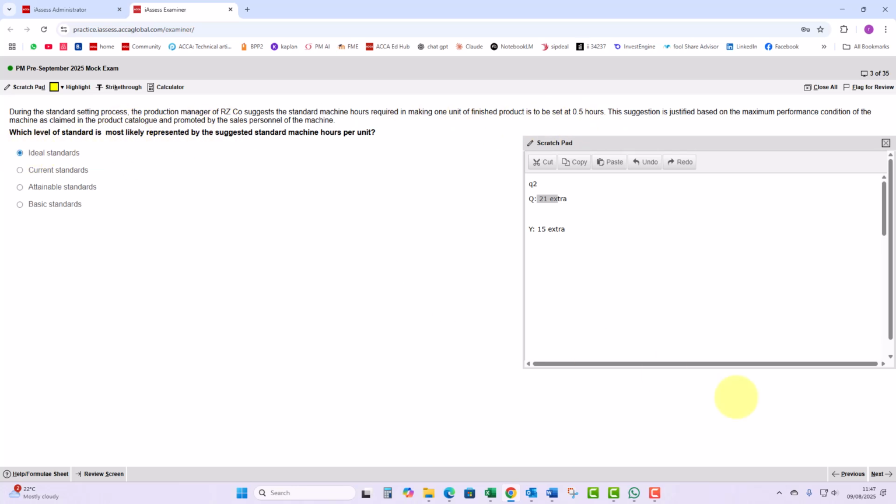It doesn't take into account any inefficiencies, breakdowns, repairs, so it's unlikely to ever be achievable or attainable, and it's certainly not current because it's a new machine.